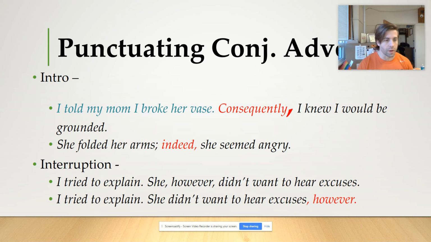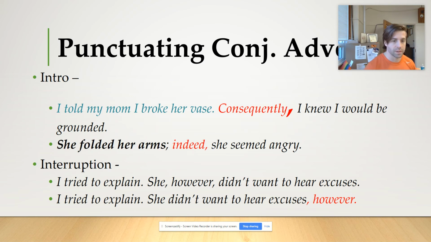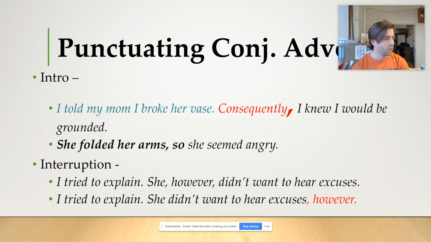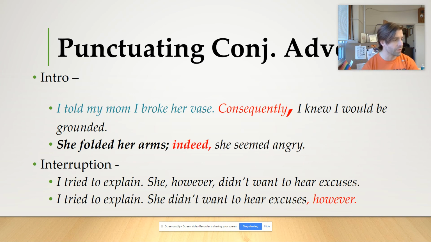Then I've got this other one where it's also acting as an introduction, but it's not the introduction to a new sentence. It's the introduction to a new independent clause. She folded her arms. That's one sentence. And this time, I'm connecting it with a semicolon and the indeed. A lot of times students will try to connect them with just a comma, but conjunctive adverbs don't work that way. They don't work like the word but or so. We need to have a full stop, either in the form of a period or a semicolon.